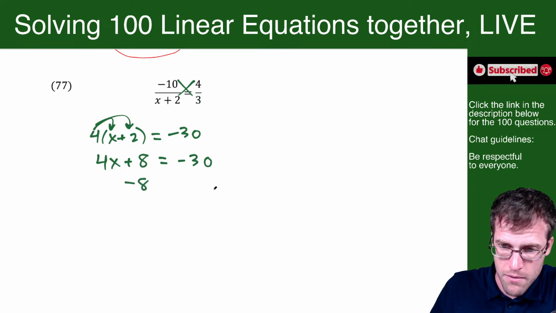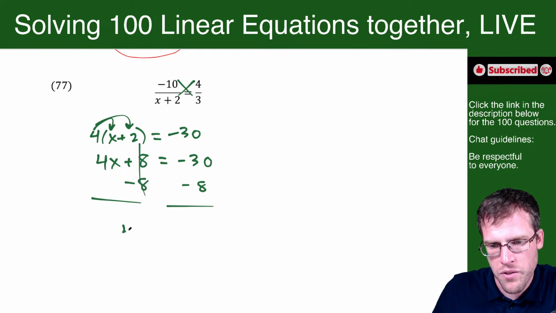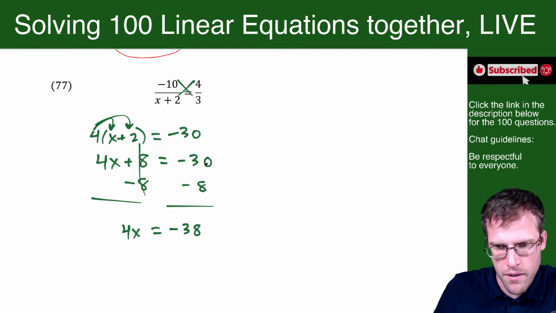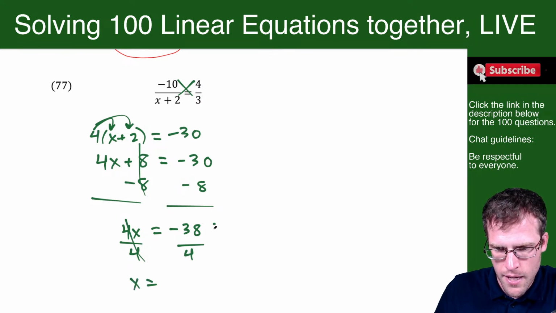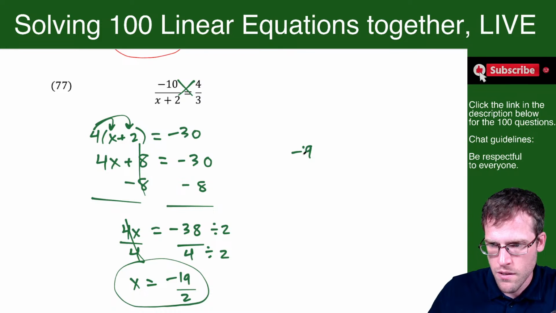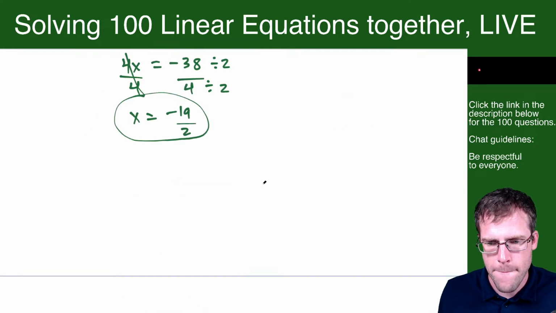So now minus 8 on both sides. So let's see if we get negative 9.5. Like it should be the answer. All right, equals negative 38. We're doing negative 30 minus 8. And now divide by 4. And x equals, if you divide the top and bottom by 2 to reduce, you're going to get negative 19 over 2. Okay, and yes, negative 19 over 2 is the same thing as negative 9.5. So either way, it checks out. Cool.